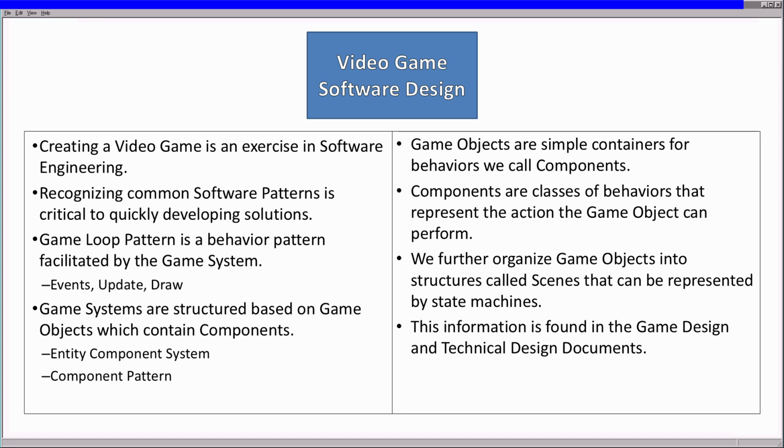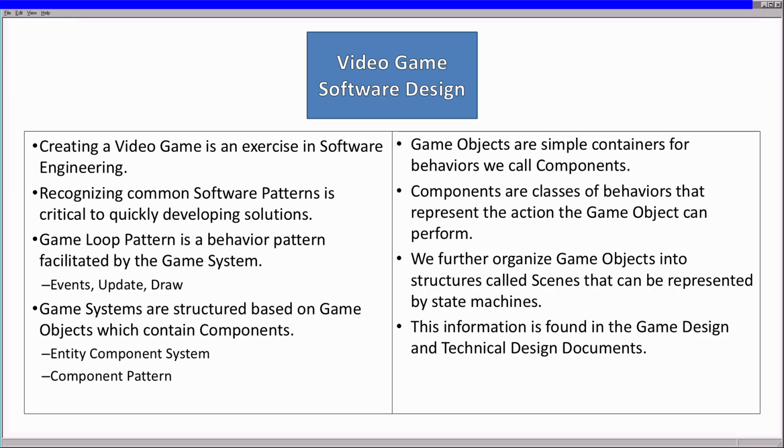To sum everything up, creating a video game is an exercise in software engineering. Recognizing common software patterns is critical to quickly developing solutions. The game loop pattern is a behavior pattern facilitated by the game system. Events, update, and draw are the steps. Game systems are structured based on game objects which contain components, which are based on the entity component system, and for games, the component pattern.